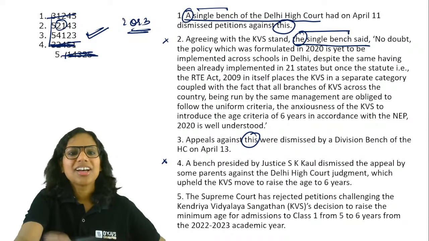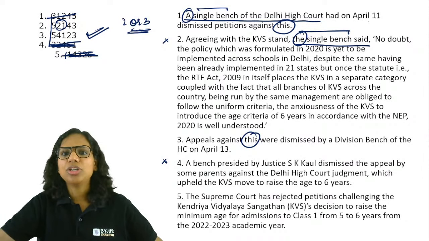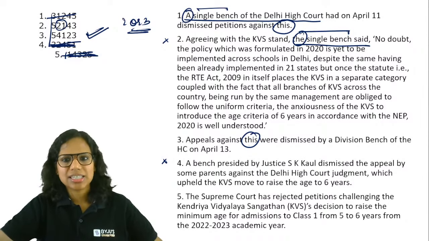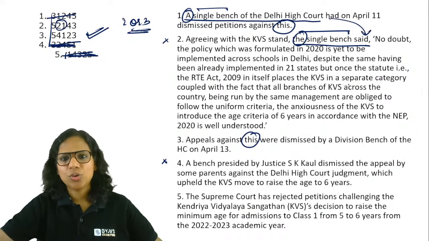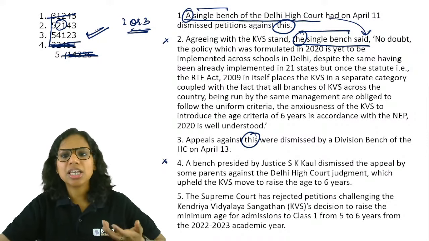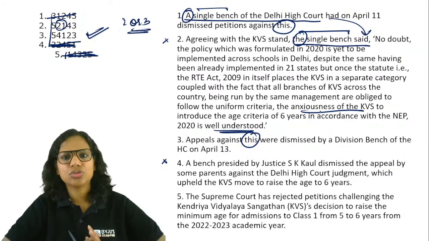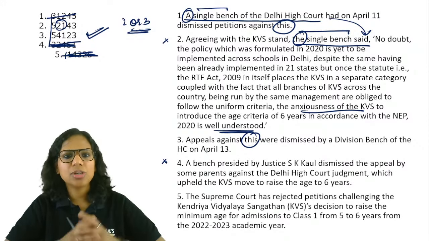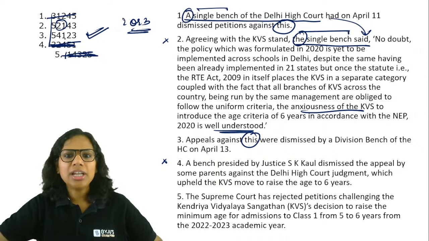See this, no? Because a single bench of the Delhi High Court had on April 1 dismissed petitions against this. Agreeing with the KV stand, the single bench said. So basically it dismissed the petition and it said this, in explanation of why we are dismissing the petition of people. Because KV say that KV's anxiety is well understood. KVS's anxiety is well understood, there is no problem with what they want to do. So we are dismissing the people's petition, right? So 1 and then 2, and that's why 3 is our answer here.